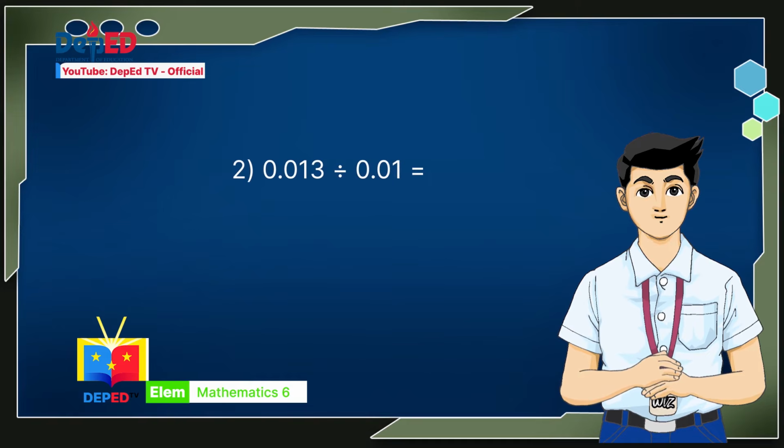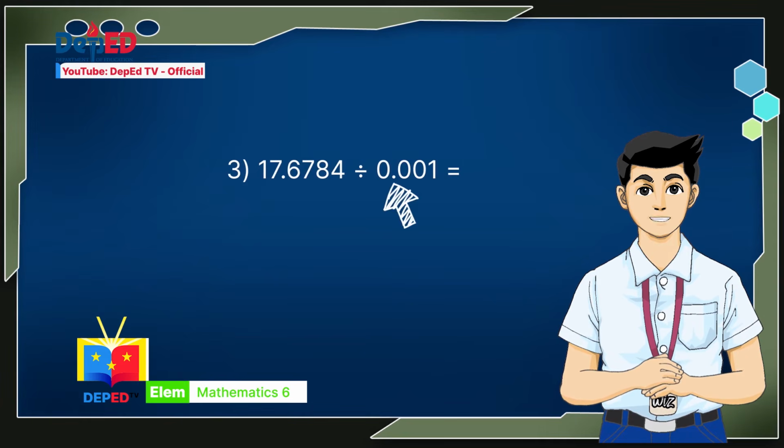For number 2, I moved the decimal point 2 places to the right based off the number of decimal places the divisor has. So, 13 thousandths divided by 100th equals 1 and 3/10. For number 3, I moved the decimal point 3 places to the right based off the number of decimal places the divisor has. So, 17 and 6,784 ten-thousandths divided by 1,000th equals 17,678 and 4/10.